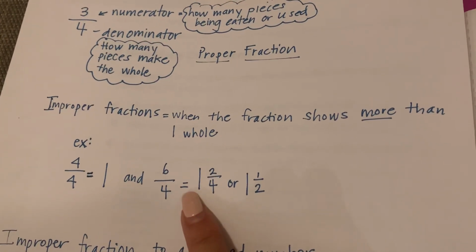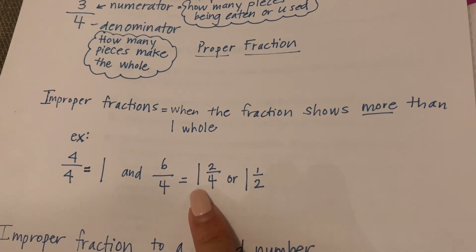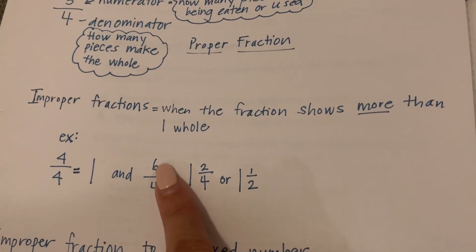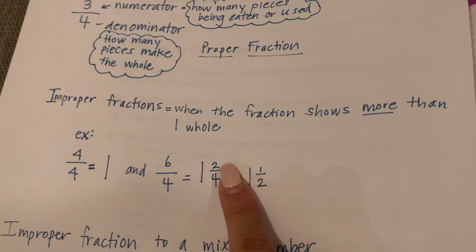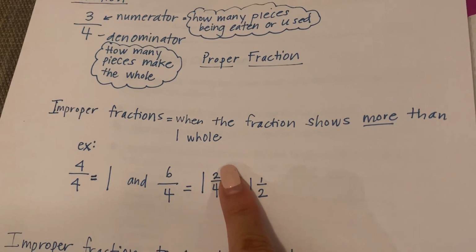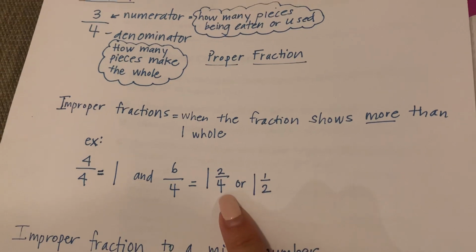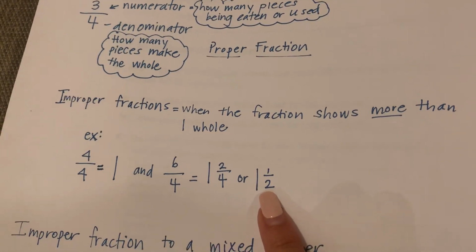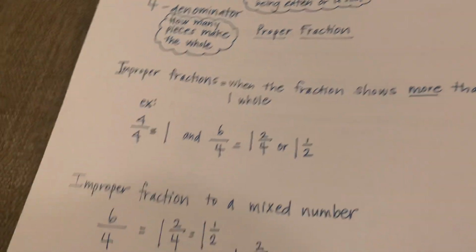So we know that this is thinking of 4/4. Well, that's one whole. And then 6 minus 4 is 2. So we have 2 extra pieces. So then our fraction for our mixed number is 1 2/4. And if we find the equivalent or reduce, it will be 1 1/2.